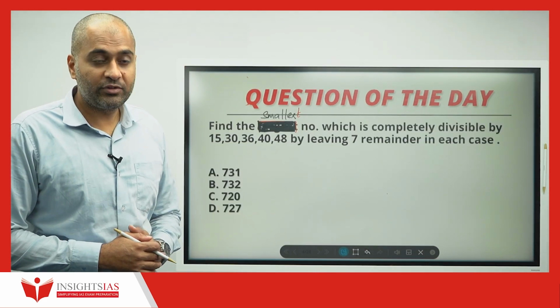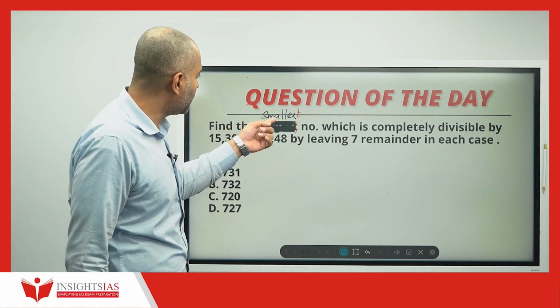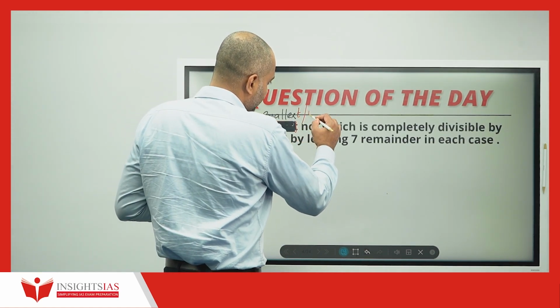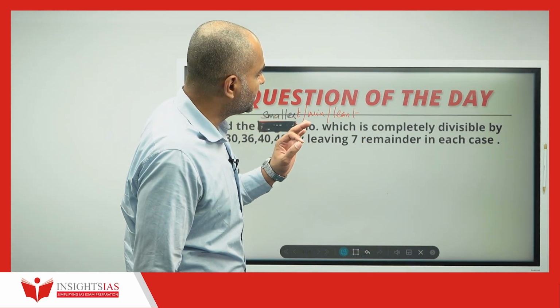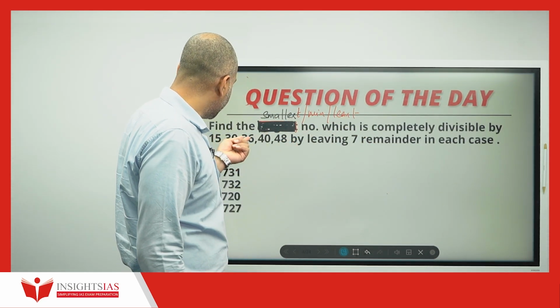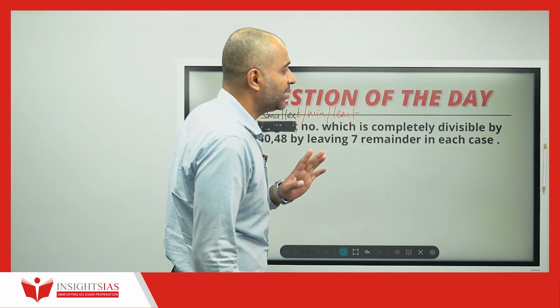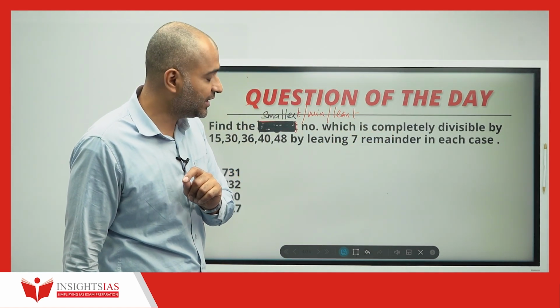And this is today's question. The question says find the smallest number. Smallest can also be given as minimum or least number, which is completely divisible by 15, 30, 36, 40, 48 by leaving 7 remainder in each case. The remainder has to be 7 in each case.